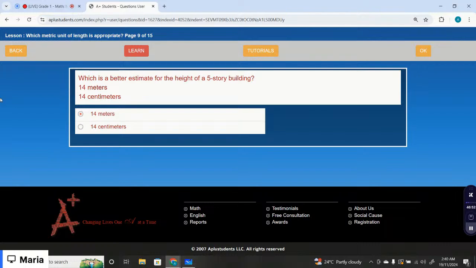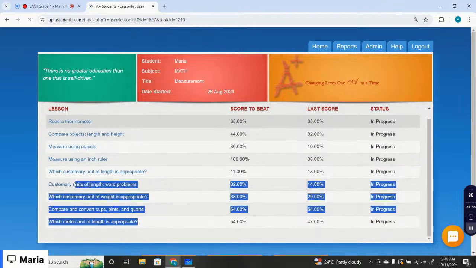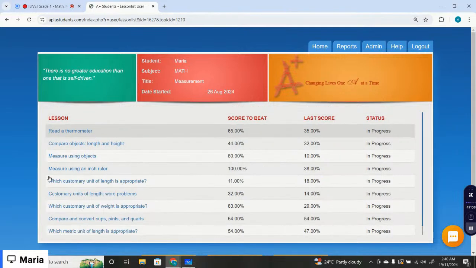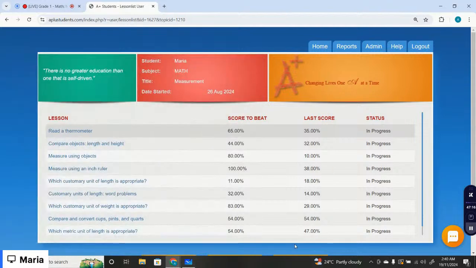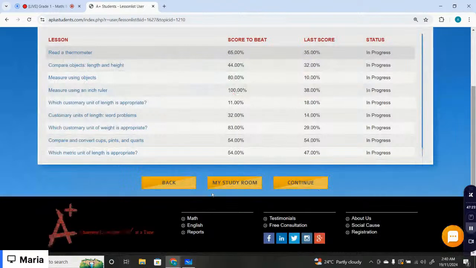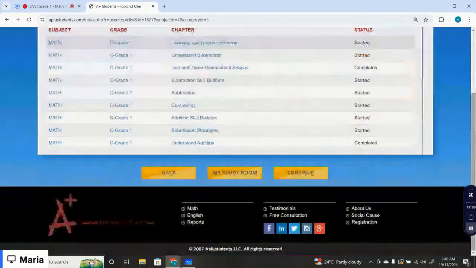So we were working on grade 1 math. The chapter we were working on is measurement, and the lessons we have covered today are which customary unit of length is appropriate, which customary unit of weight is appropriate, cups, pints, and quarts, and which metric unit of length is appropriate. So please make sure before the next session you complete all the practice questions for the lessons we just did. That is your homework until the next session.